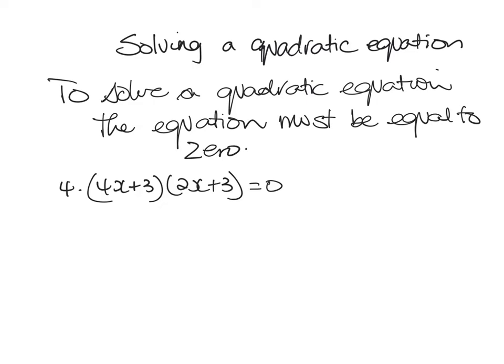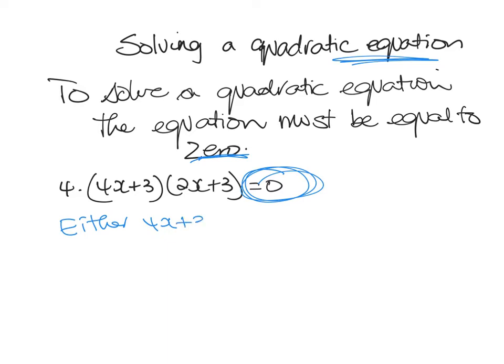Once again, we have another quadratic equation. So it is an equation, it is equal to something, and to solve a quadratic equation, we must ensure that it is equal to 0, and it is equal to 0. So our statement would look like this. It is already in the factorized form, so we will say either 4x plus 3 equals 0 or 2x plus 3 equals 0. We now have two two-step equations to solve.